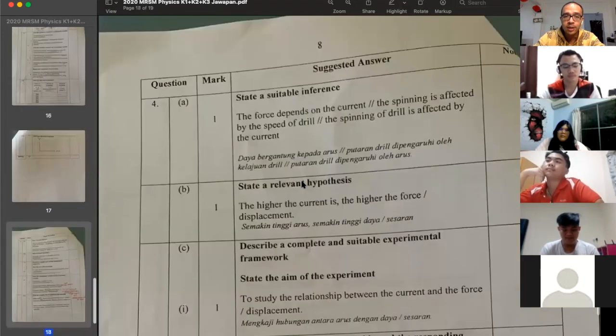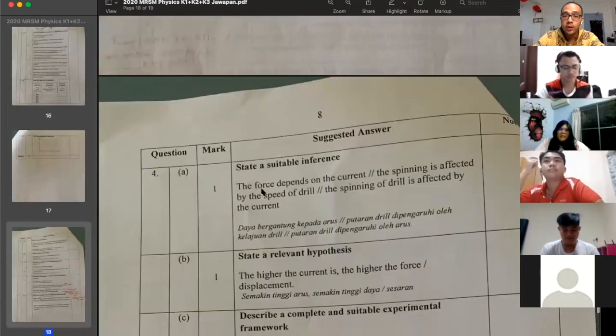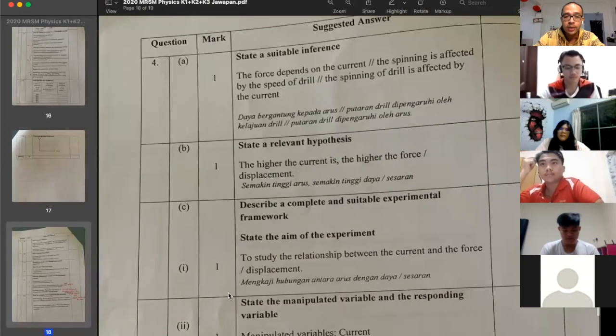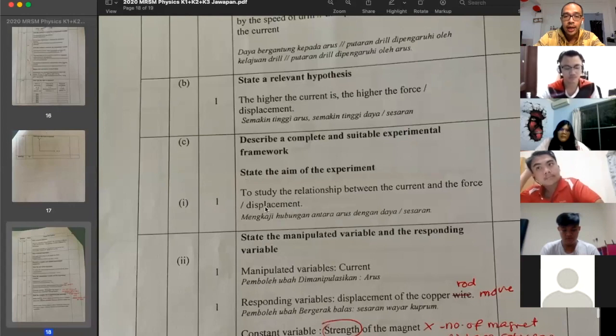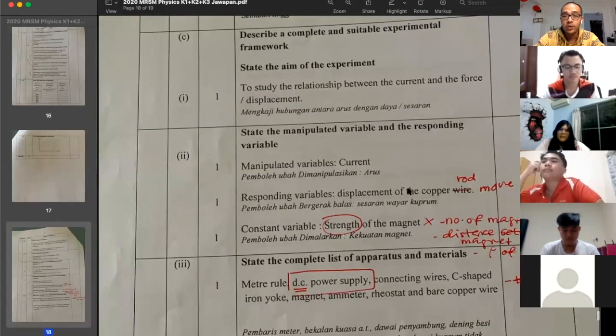Okay, the second experiment, the one with the drill. So the force depends on the current. Okay, the higher the current, the higher the force. To investigate the relationship between current and the force. And then the current, okay, this one, the force has to be operationally defined.